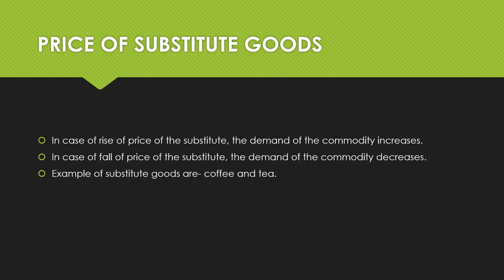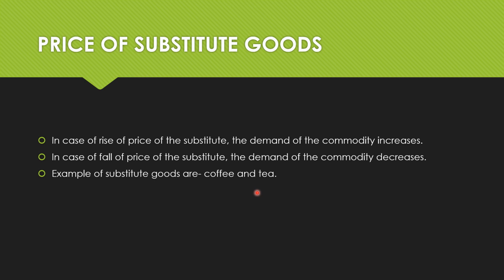The next determinant of demand is the price of substitute goods. Examples of substitute goods are coffee and tea. Substitute goods basically means something with which you can replace something else. For example, if I regularly drink coffee and the price of coffee suddenly shoots up, then I'll shift to tea. Why am I shifting to tea? Because it is very close to what coffee is. So tea is a substitute of coffee.